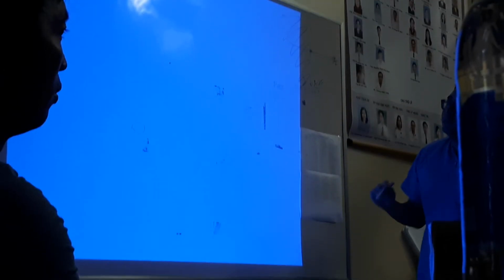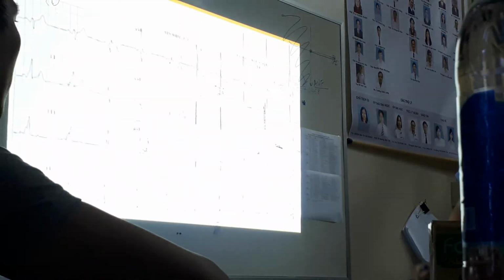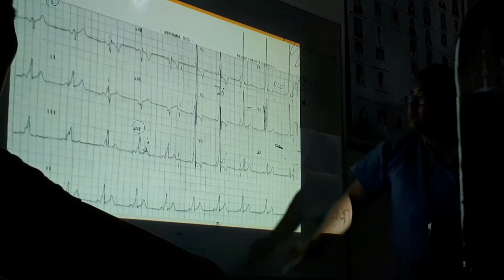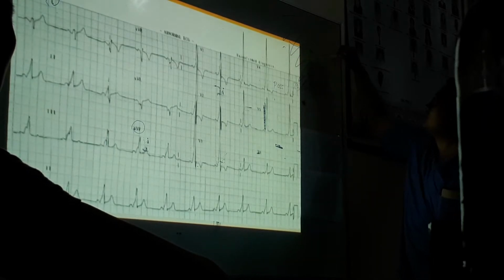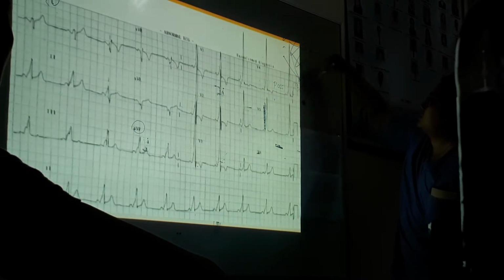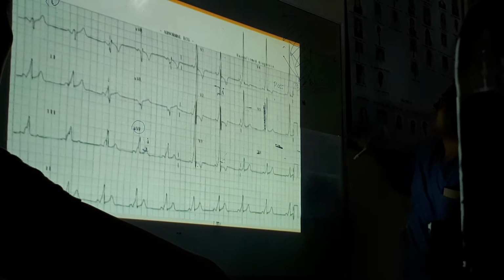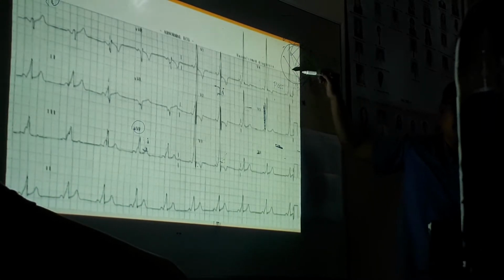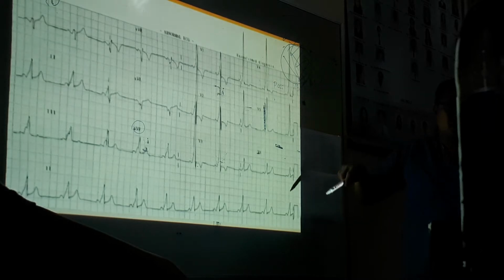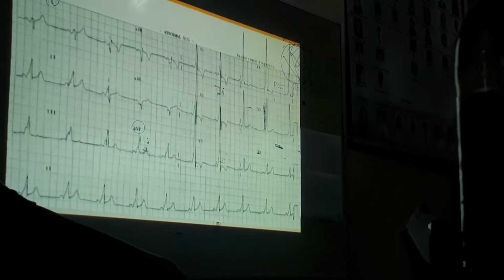Then you look at aVF. aVF is more positive, right? aVF is this direction. So your axis is where both of these two intersect. So which deviation? Right axis deviation. Okay. So rate, rhythm, axis.